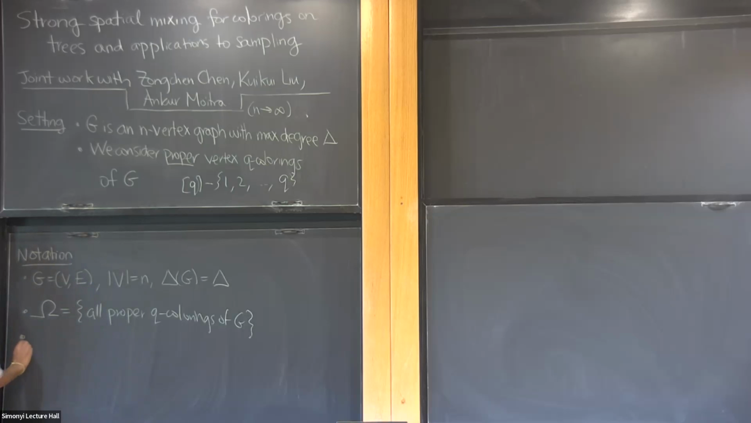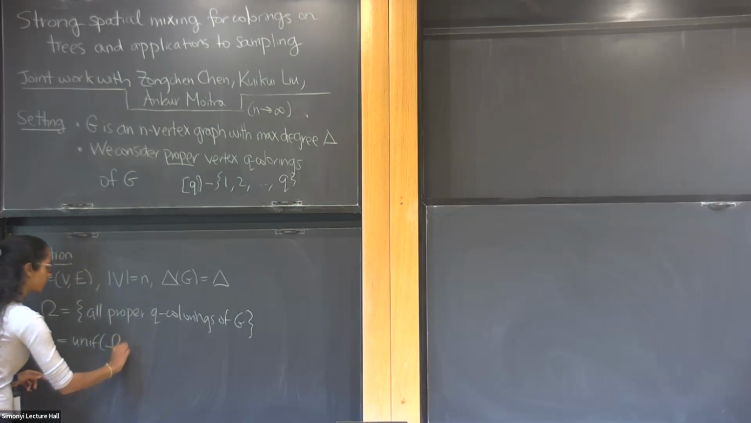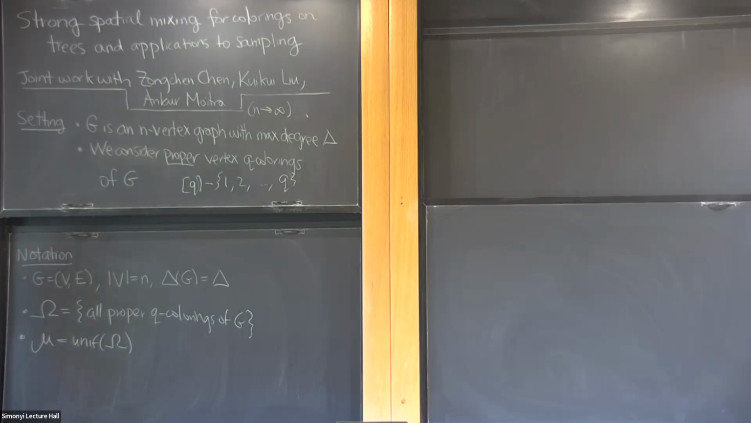A related object, and in fact the primary object that we're going to study in this talk, is a distribution. It's mu, the uniform distribution over proper q colorings. The question we're going to ask is: what can we say about this uniform distribution over proper q colorings? What kinds of nice properties does it enjoy? Can we efficiently approximately sample from this distribution? And what properties of mu make it possible for us to succeed or fail?